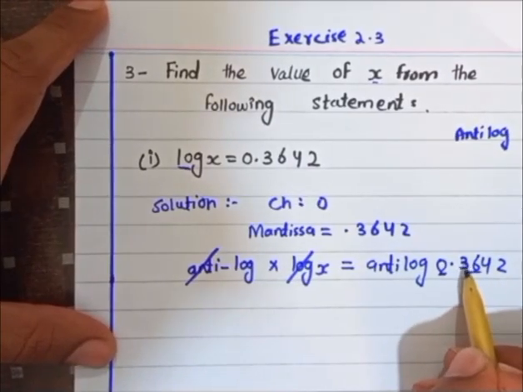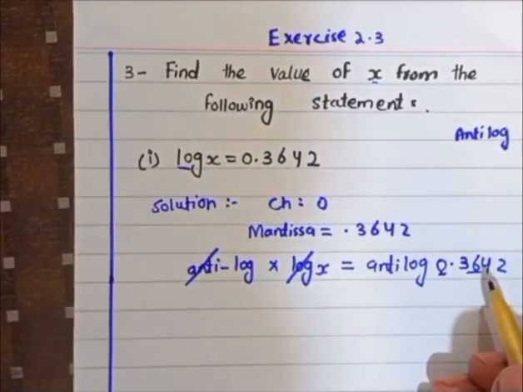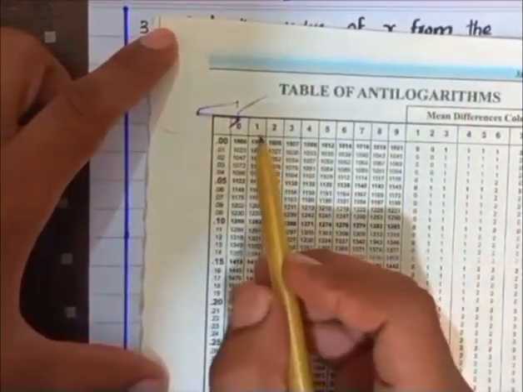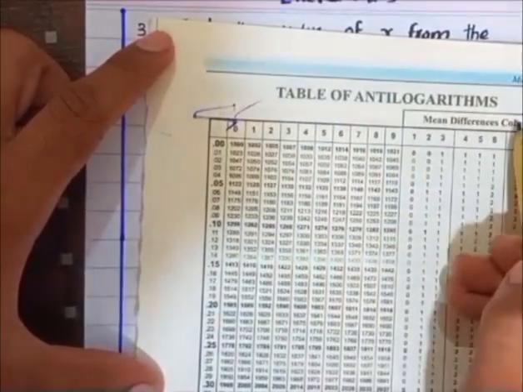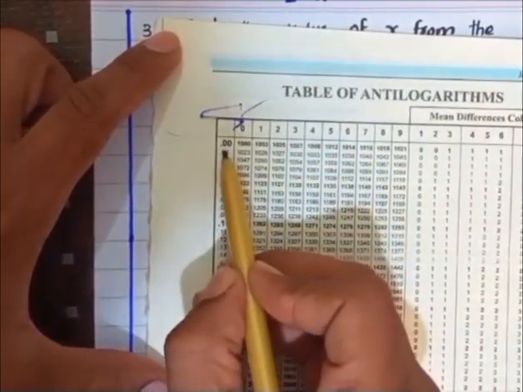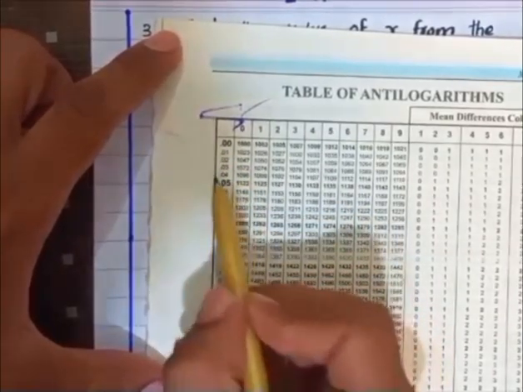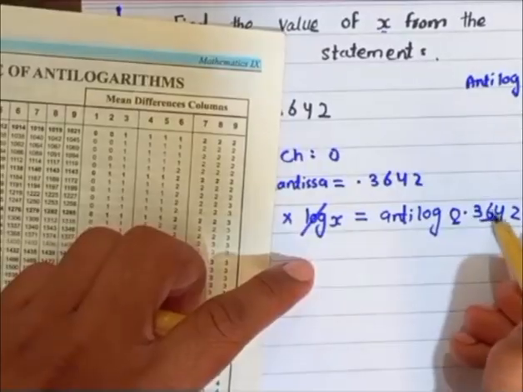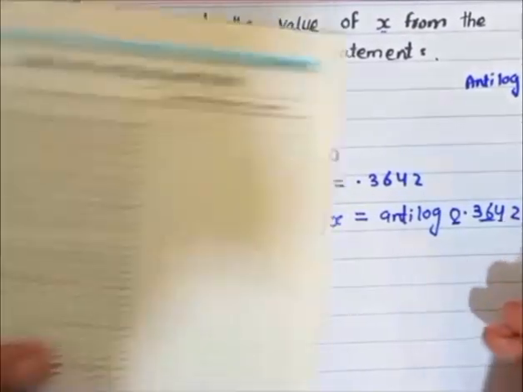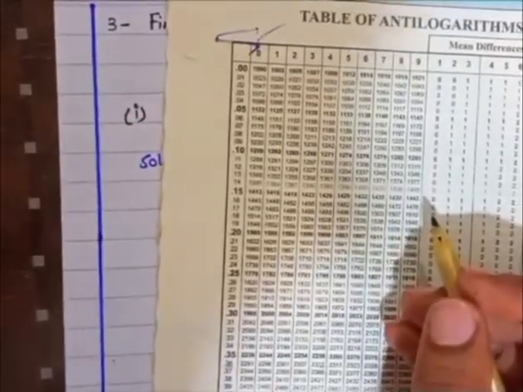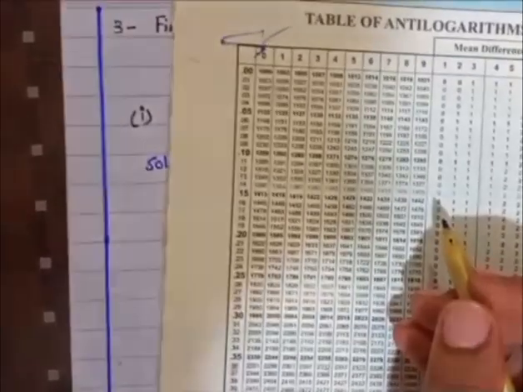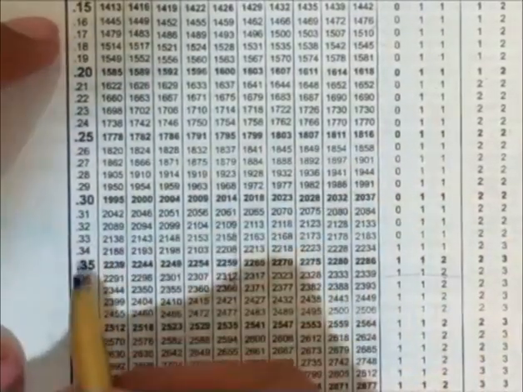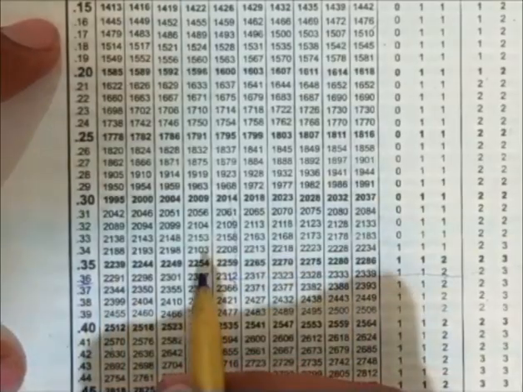So the mantissa is 0.3642. Suppose this is the table of anti-logarithm that starts from the 0 column to the 9th column, and the mean difference columns start from 1 to 9. Here the rows start from 0.00, 0.01, and they are in decimals. So I will take these first two digits, 36, and find them in the 4th column. So let's find 0.36 in the 4th column. See here, this is 0.36, and this is my 4th column.